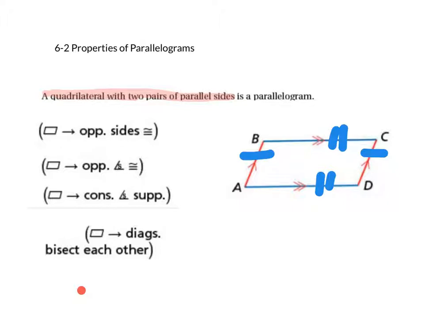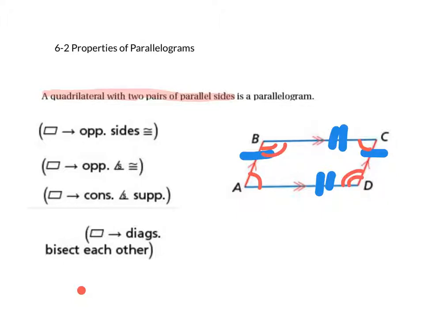Okay, my second property states, if we have a parallelogram, then our opposite angles are congruent. So I'll show you what those will look like. Opposite angles being congruent would be like angle A is congruent to angle C, and then I'll put two lines for angle B being congruent to angle D.